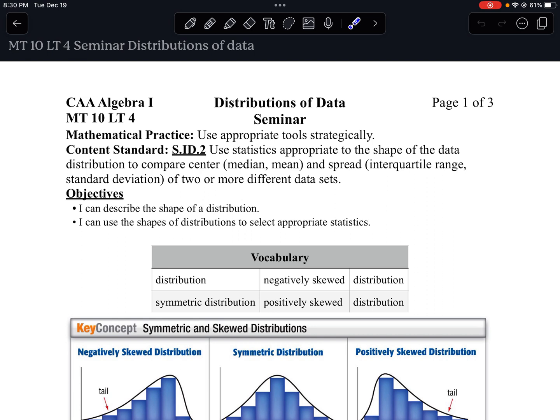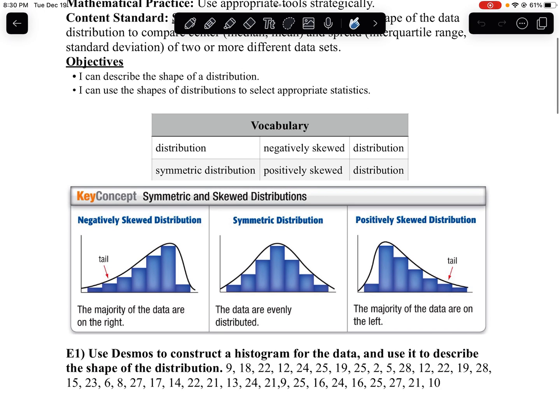Well, on this lesson, we're not concentrating on how to make the graph. We're going to look at what it means when you make the graph. Lots of vocabulary here. We're going to do a bunch of them to start with. Your distribution, remember, you're just representing your data. That's all a distribution is. But we're going to look at the pattern of our distribution.